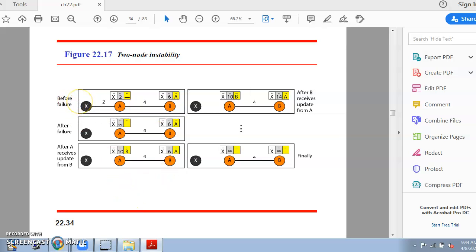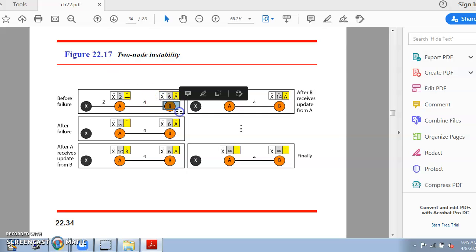Before the failure, that is the initial condition, A is maintaining its routing table. All the routers like A and B want to transmit their packets to the X router. If I am at A and want to transmit my packet to the X router, I have to pay a cost of 2 units, and the next hop is dash, which means it is directly connected.